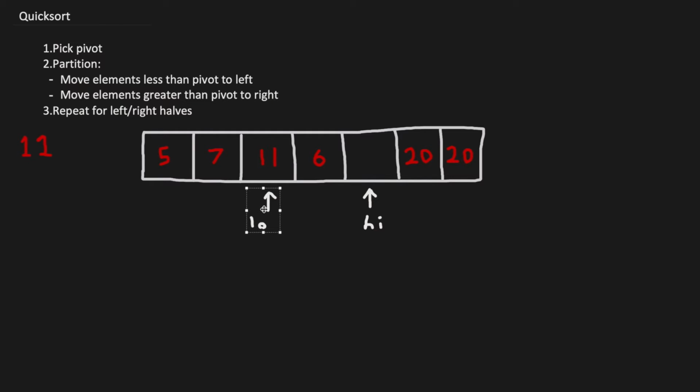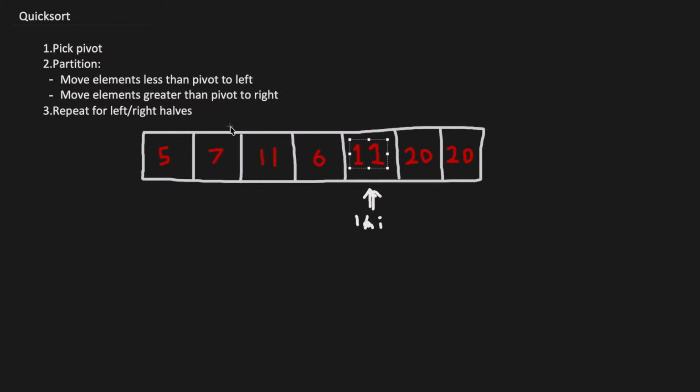Is 11 greater than 11? Nope, so I move it again. Is 6 greater than 11? Nope, I move it again. And then once I move it here, I see that the lower pointer and higher pointer have now met. Once this happens, you stop incrementing the pointers, and we can just move this pivot value back here.